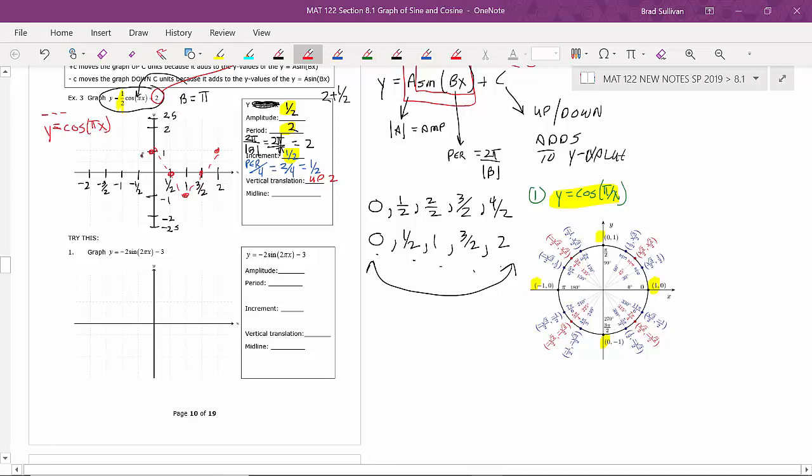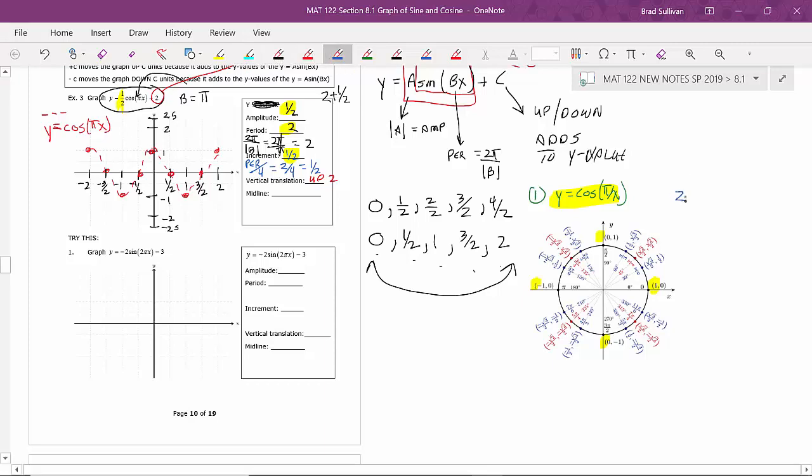Okay, so that's what that is. And then we can go ahead and do another period of this if you want to. So it goes like that. Now see, we haven't changed the key y values. We've changed the x values for where they lie. So that's the idea. That's step 1.